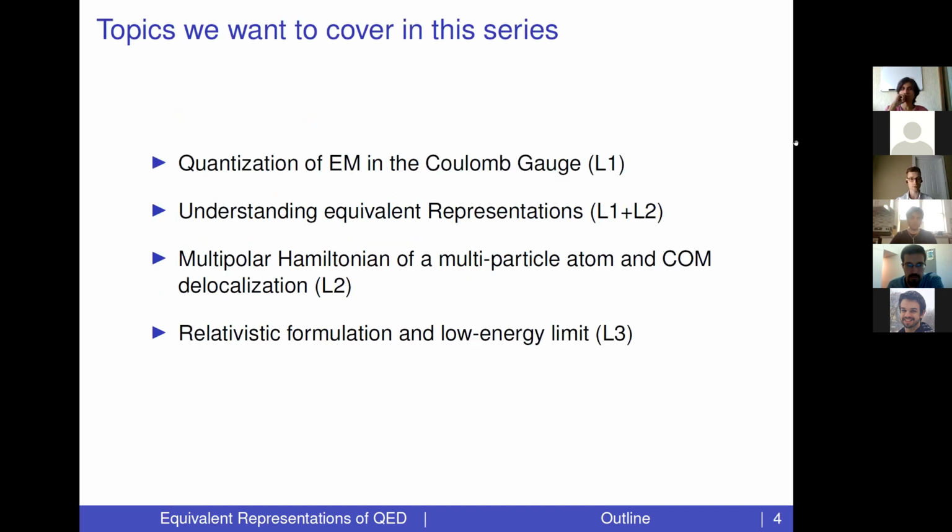Now, in particular, what we want to discuss here is, as I said, we start very basic, with the quantization of electromagnetism, in particular in the Coulomb gauge. And that will then allow us to go from there to different representations that are often equivalent in just a different form, working with different degrees of freedom. And this will also be a topic of the next Wednesday. The bulk of next Wednesday will be about the multipolar Hamiltonians, in particular the dipolar expansion, and also when we consider all atomic degrees of freedom to be quantum.